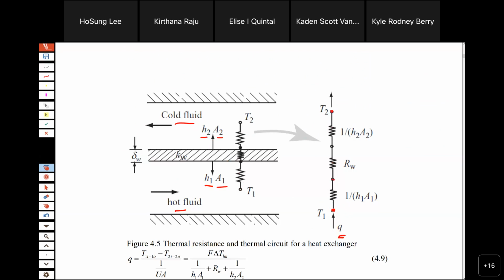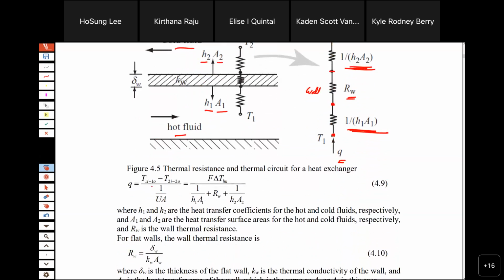And this is the wall, depending on the type of wall, plate or circular. But the convection resistance, we know that, is 1 over H1A1. In that case, we can construct the total resistance between these two as the sum over resistances.